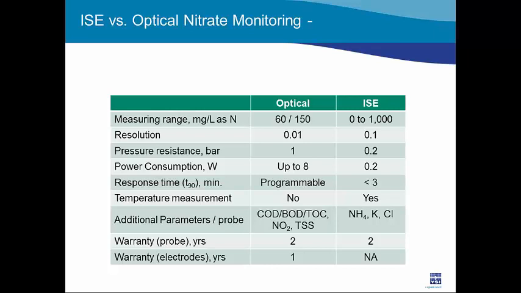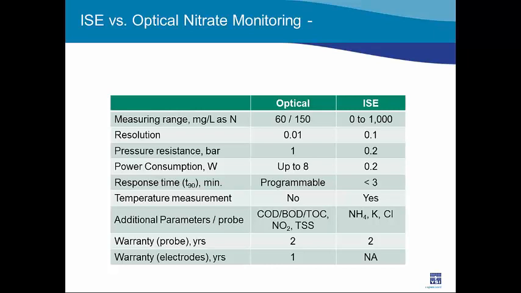Resolution, in that case, optical has that beat. It has up to a 10-fold higher resolution than the ISE. And this means that the optical may perform better at lower concentrations, especially concentrations less than 2 milligram per liter. Pressure resistance, not a whole lot of difference there. Power consumption, again, the optical consumes up to 8 watts, partly because of the cleaning system operation, partly because of the lamp. Response time, the ISE has a fast response time.